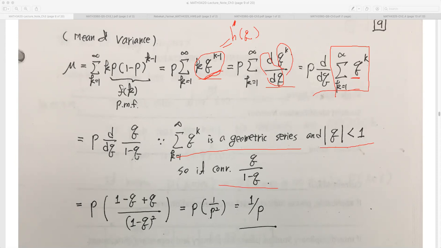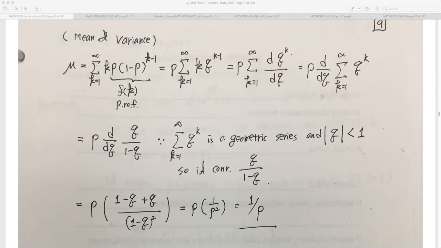What's the derivative of Q over 1 minus Q with respect to Q? We use the quotient rule for derivatives. So then we're going to get 1 minus q plus q, which is 1, because minus q plus q is gone, and 1 minus q is nothing but p. So p times 1 over p squared, which is 1 over p. Proof is done. That's the expected value of the geometric distribution.